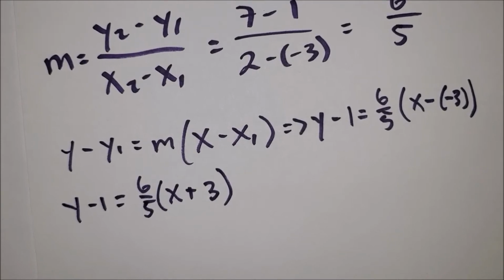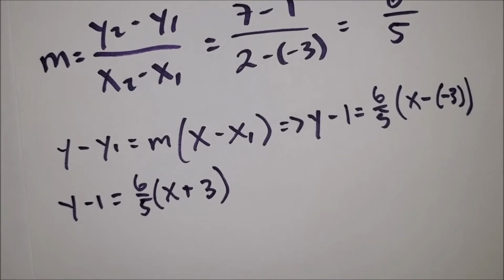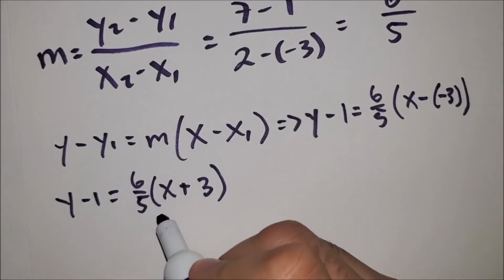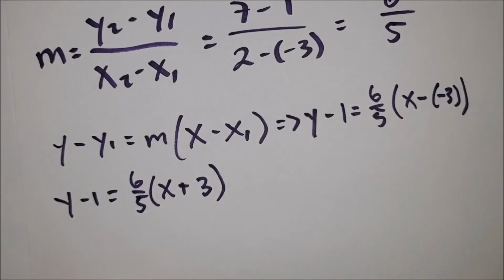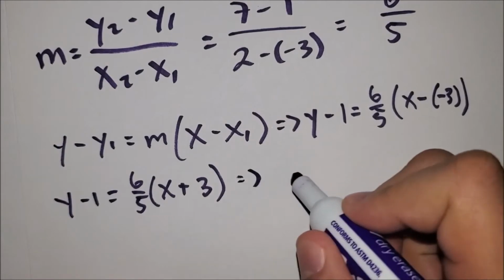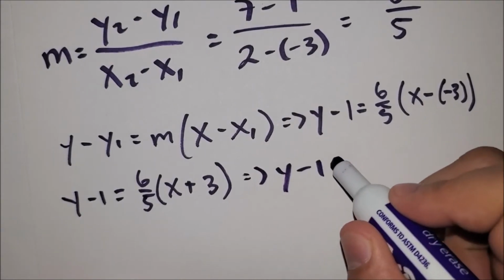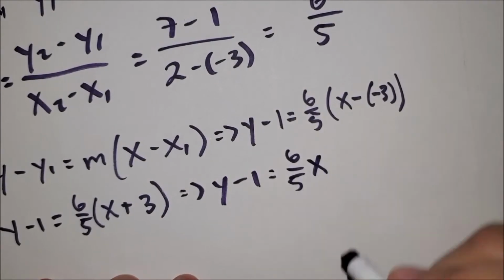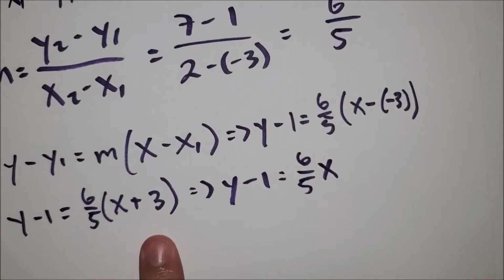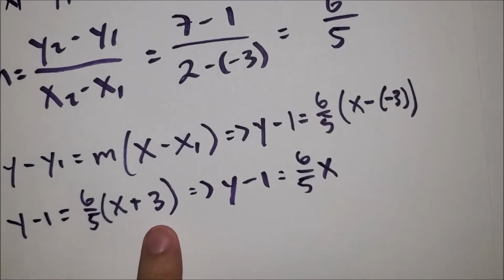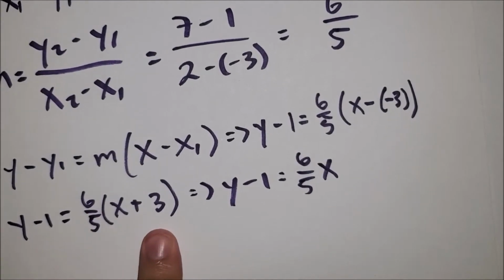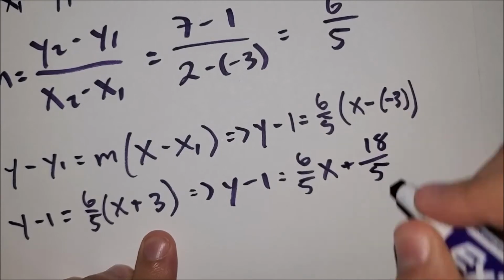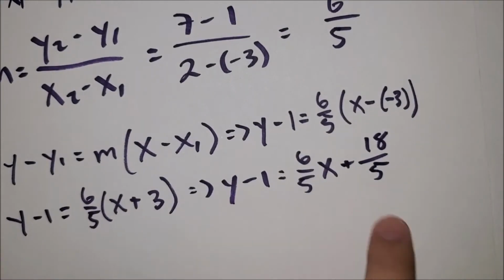So now what we need to do is solve for just y to get y by itself. First we need to distribute the 6 over 5 to these two values in here. So we get y minus 1 equals 6 over 5x, and then 6 over 5 times 3, you multiply the numerator by 3, and you'll get 18 over 5, and this does not simplify as a fraction.